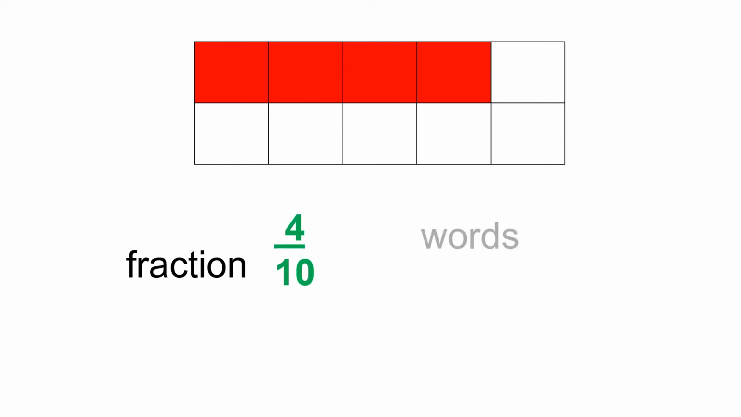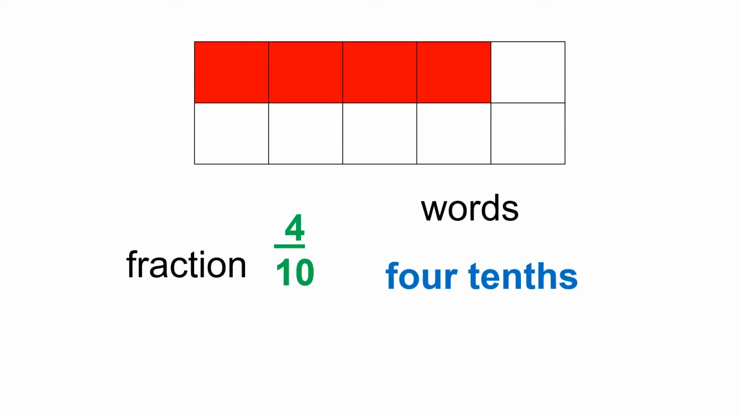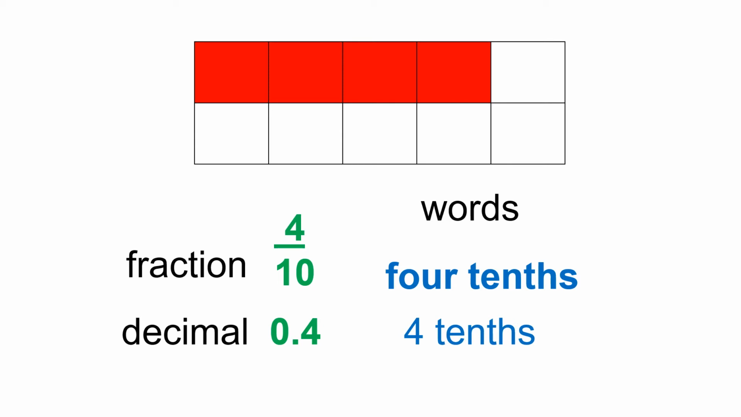I have here this rectangle, and it has been divided into 10 equal parts. 4 of them have been colored in red. So if I want to write it as a fraction, it will be 4 out of 10. And in words, it will be four tenths. Okay? And as a decimal, it will be 0.4. And if I want to write it in letters, it will be four tenths.